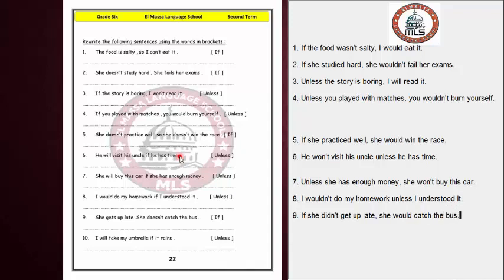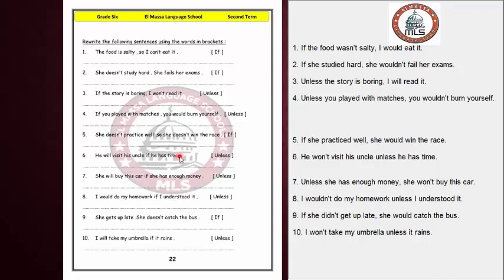The last one. I will take my umbrella if it rains. I won't take my umbrella unless it rains.